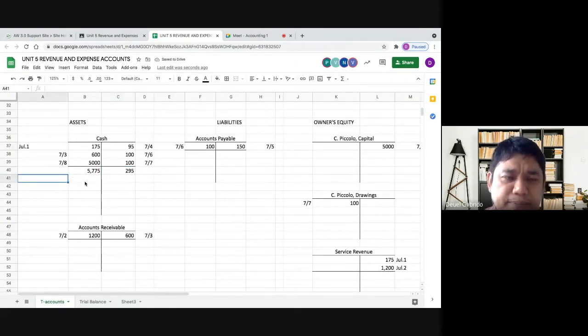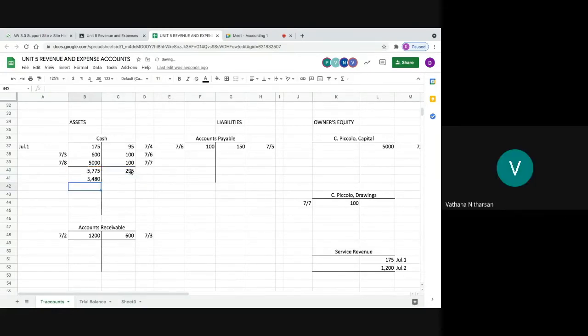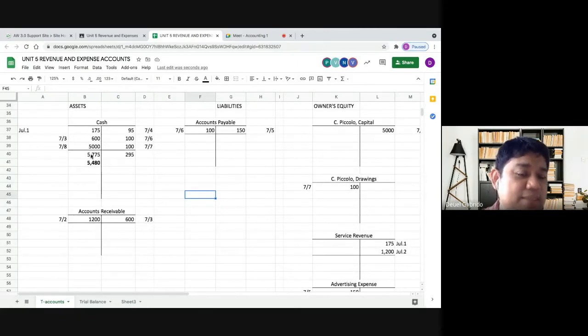And what's the new balance? Subtract the two. Equals this minus this. 5,480. Correct. Let's make it bold, and that symbolizes the new balance. So why under the debit? Because debit is bigger than the credit. Subtract and put it under the bigger number.